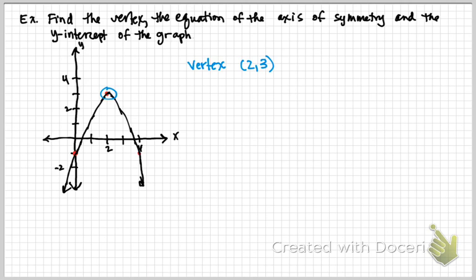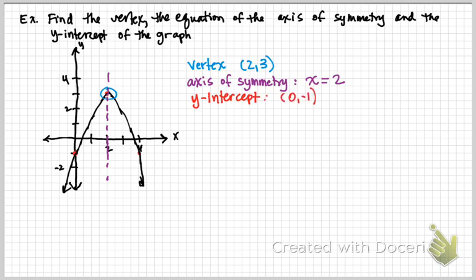Axis of symmetry. Now, remember what it said. It said write the equation. I have too many people that don't write an equation and they just write a number. It's always going to start with x equals. Well, it's going to pass through that vertex, so it's got to be x equals 2. And then what's the y-intercept? Where does it cross the y-axis? At 0, -1. Okay?